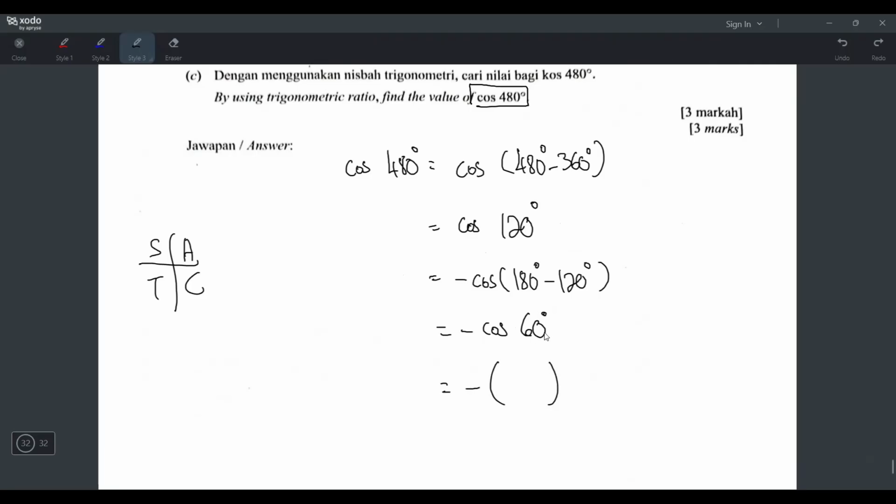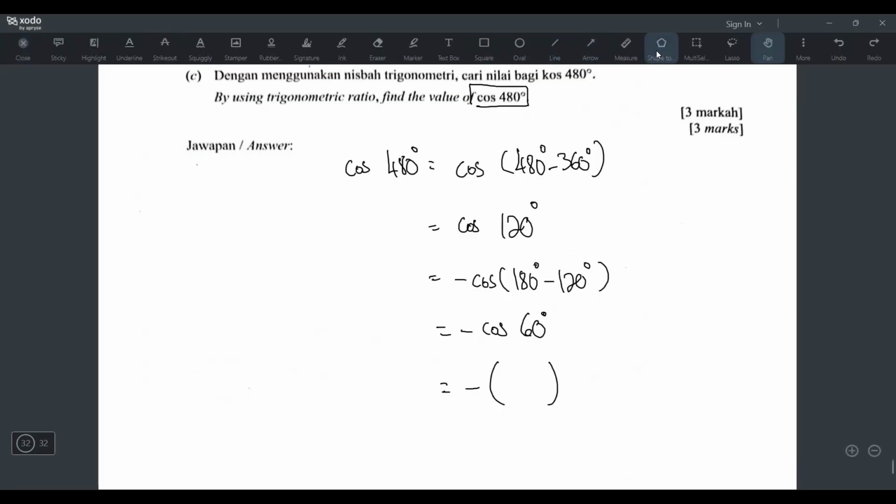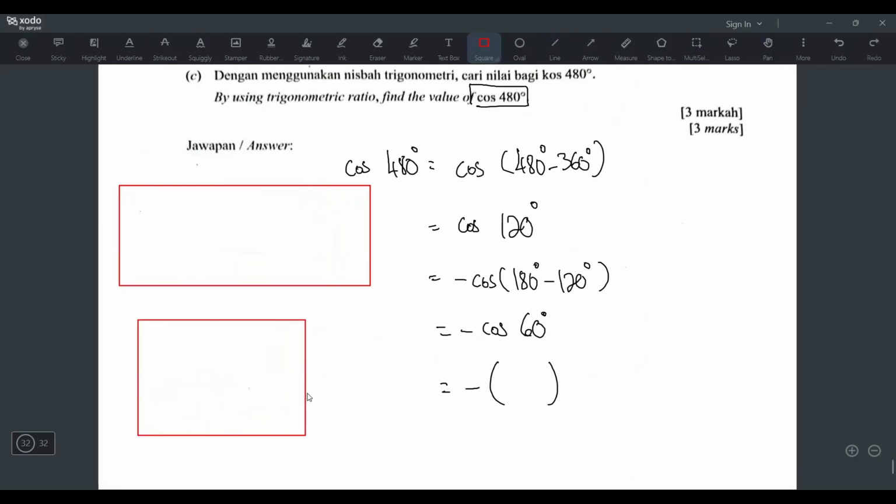Now we can see that cos 60, this angle 60 degree is a special angle. Why do I say it's a special angle? Because it's an angle that I ask students to memorize. So actually I give them 2 tables. Okay, this is notes, this is not the working, this is the notes. This is how I teach my students. I give them 2 tables, and I ask them to memorize all these values, because these are special angles.